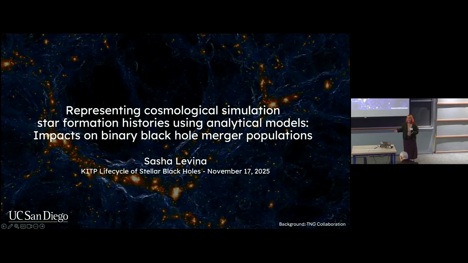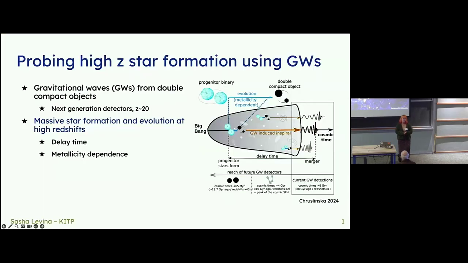I'm a graduate student at UC San Diego, and yes, I will be talking about the impact of modeling binary black hole populations using analytical fits to cosmological simulation star formation histories. And so, gravitational waves from the mergers of stellar mass double compact objects can be used to probe massive star formation and evolution throughout cosmic history.